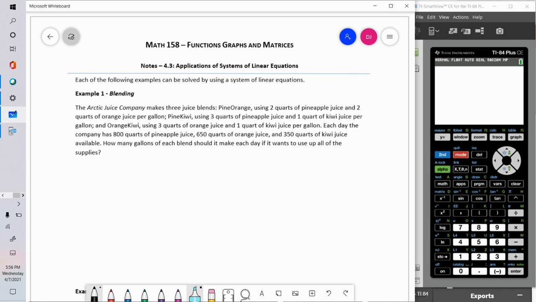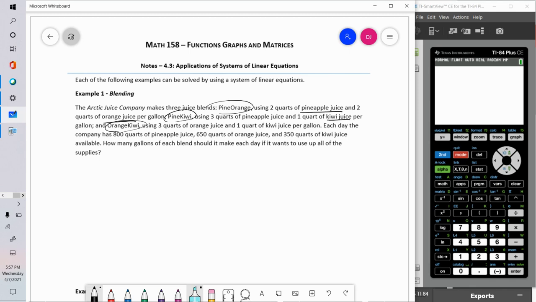I'm going to set up a table. Okay, we're going to have some equations, we're going to have some variables. The first thing to decide is which is which. What is going to be representing an equation, what's going to represent the variable. So you notice that we have juice. We've got pineapple juice, we've got orange juice, we've got kiwi juice. We also have the blends, the pine orange blend, the pine kiwi blend, and the orange kiwi blend. So the blends will either be the equations or the variables. The juices will either be the variable or the equations. How do I know which is which?